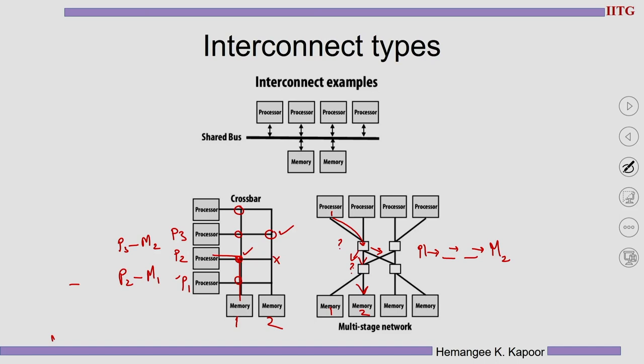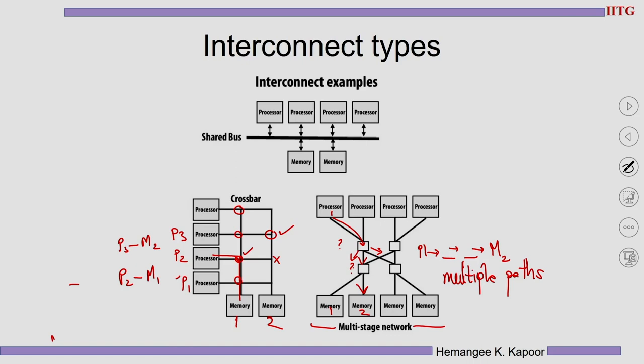Whereas in a multi-stage network, P1 and P2, both of them can access multiple memories at the same time because there are multiple paths connecting each memory module. Okay, because we have multiple paths available, there is more generalization of the connection. We can use most of the memory modules in parallel so that there is more data sharing possible and so on. So with all these good points, what is the disadvantage do you think with the multi-stage?